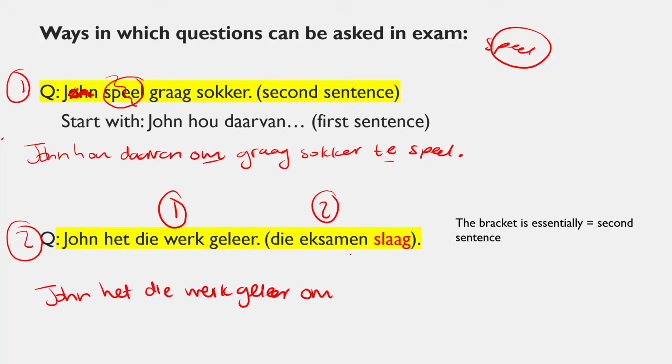Die examen, but you know what we missed? We missed step 5. What was step 5? Step 5 was to temporarily remove the verb. And what was the verb? Slag. So even though it's at the end, just do it, because it's in the steps. Then you write the remainder of the sentence. Die examen. Then you've got to add your te. So now you have your te. And then the last step is to add your verb. And that is slag. And then you put a full stop. John het die werk geleer om die examen te slag. Full stop. And you will get full marks. That's it for now, guys.